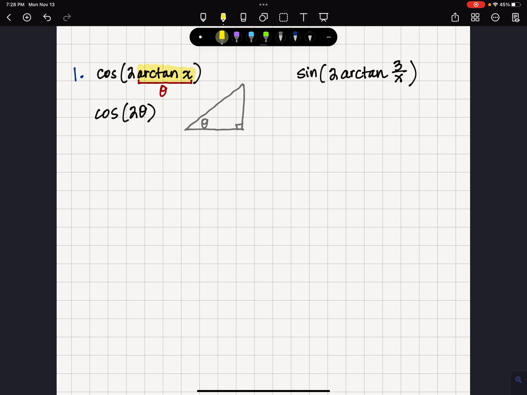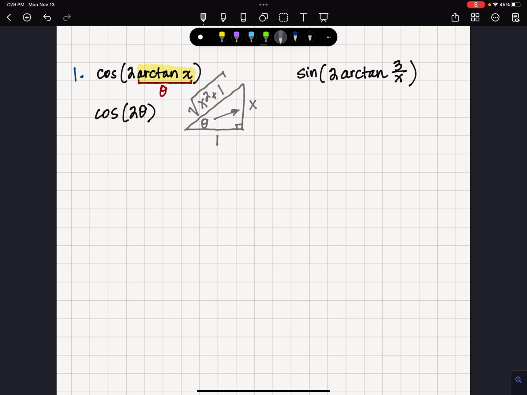Arctangent of x. So, tangent is opposite over adjacent. The opposite side from theta would be x, and the adjacent side would be 1, x over 1. And from here, I can find the hypotenuse of this triangle by using the Pythagorean theorem, and I get the square root of x squared plus 1. The square root of x squared plus 1 is the hypotenuse.